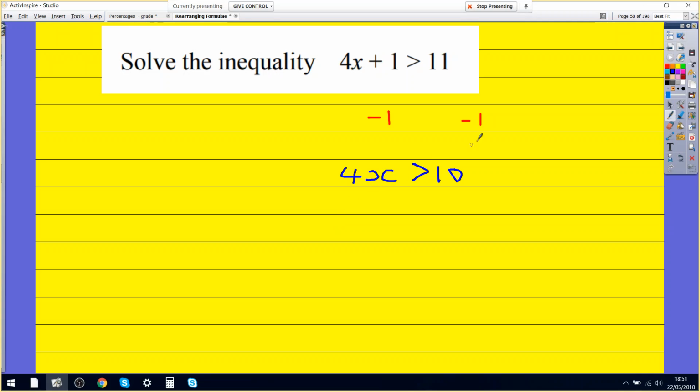What's next? How do you get rid of times 4? I'll divide by 4. Yeah. So it would be just x on the left side, and on the right it would be 2. That would be if it was 8 divided by 4. What would be your answer as a fraction? Well, what is 10 divided by 4? Or how do you write 10 divided by 4 as a fraction?